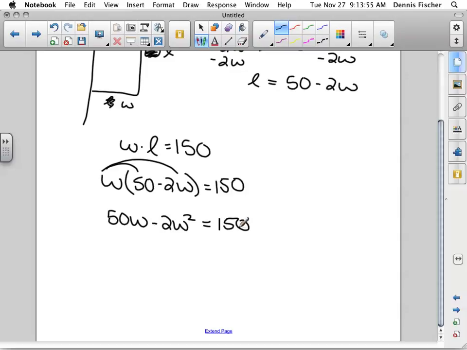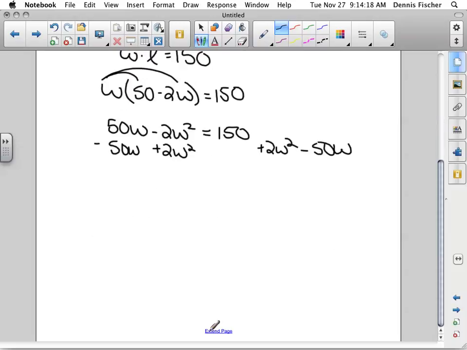Right? How do I solve this? I have to get W by itself, but I've got it squared in the middle term, and I have to get 0 on one side, correct? So I'm going to move everything over to one side. Now, there's a couple ways to do it. I'm going to add 2W squared to both sides. I'm going to subtract 50W from both sides. So what I get is 0.